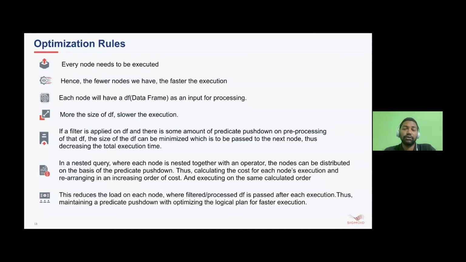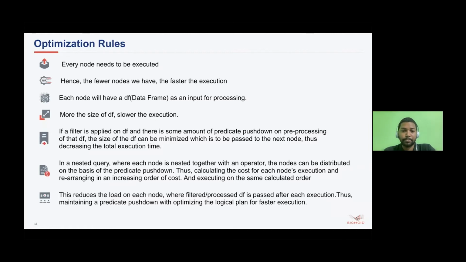optimized query where for each node a processed DF is sent out. So this is the technique that we have used: calculating the cost for each of the nodes, and then rearranging all the nodes on the basis of that cost. By doing this, we are reducing the load on each node. How are we reducing the load? As we are sending less data to read.